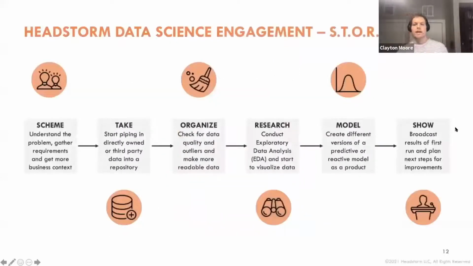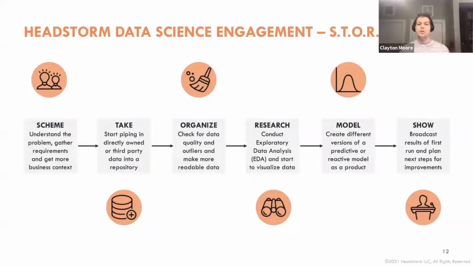So how do we do that at Headstorm? Headstorm has this process that was made last year, and it's called the STORMS process. Each of those letters in STORM stands for something that sums up the phase of the data science process that you're in. So the first one is scheme. Scheme means that you're trying to understand the problem, you're doing client interviews, you're gathering requirements, and you just get more from a business or a domain perspective.